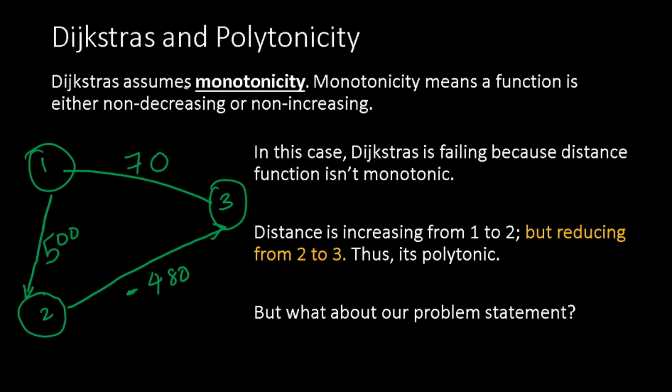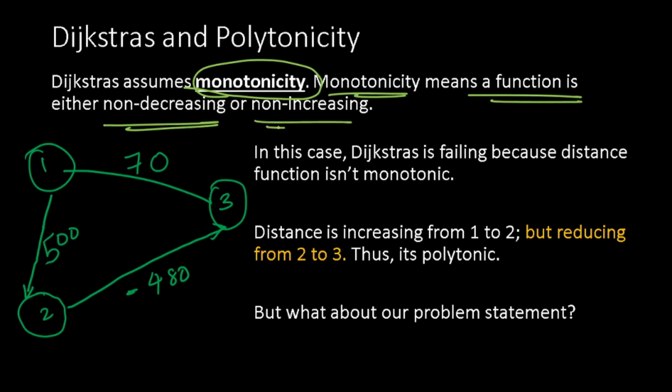Generally speaking, Dijkstra's assumes monotonicity. Monotonicity means that a function is either non-decreasing or non-increasing. So it is either continuously increasing or remaining stable, or continuously decreasing or remaining stable. But there shouldn't be a case where it is both increasing and decreasing.